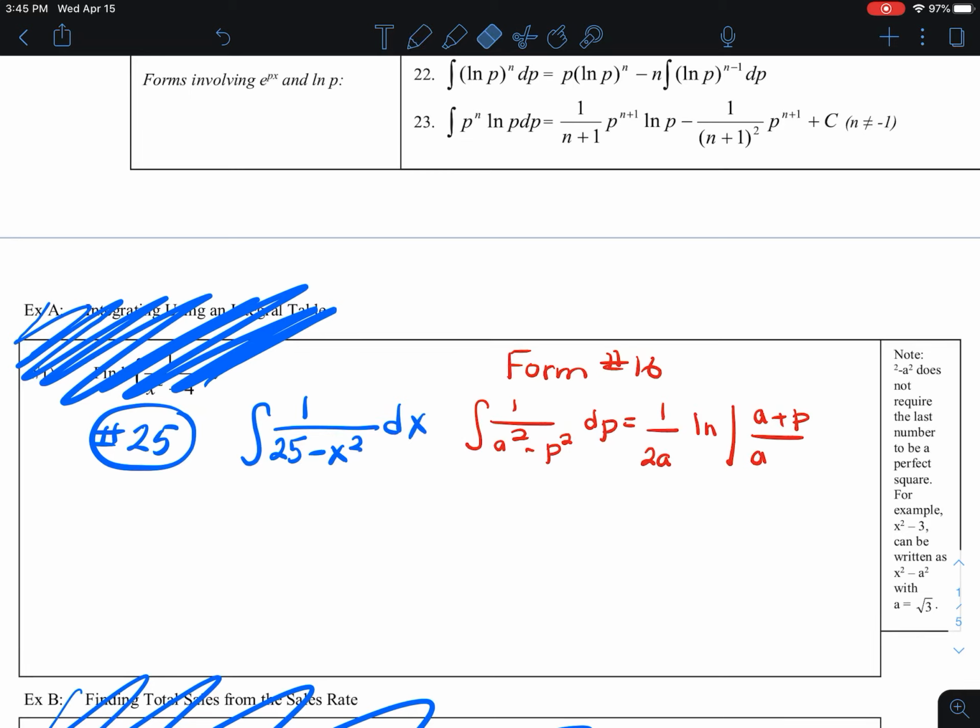All right, let me fix this here. Okay, it looks like this. I know I scrolled so you can't see, but I think you have that formula sheet there with your notes.